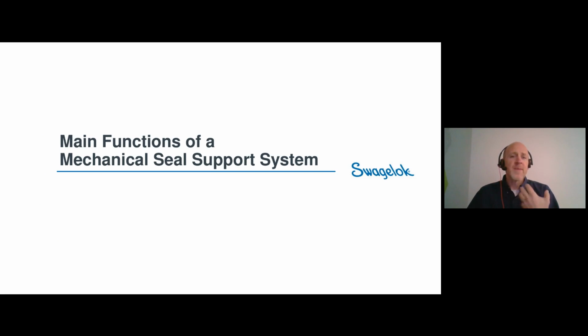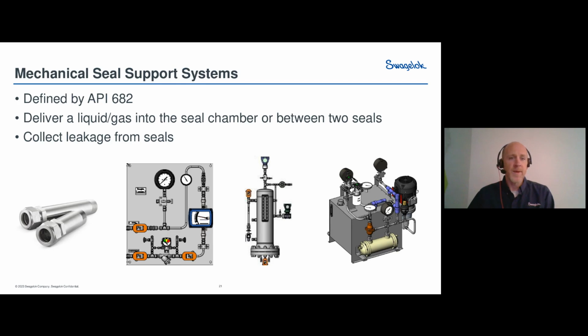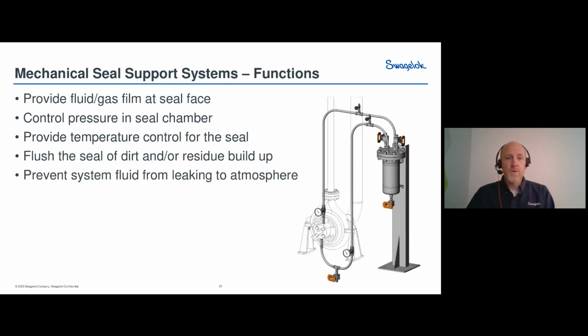So let's take a look at the mechanical seal support system. Because when we're looking at seals, the mechanical seal support system is an essential piece in order to keep that mechanical seal operating appropriately. So mechanical seal support systems are defined by API 682, much like the seals themselves. And what they're designed to do is to deliver a liquid or a gas to the seal chamber or to the space between two seals, or possibly on the outboard side of the seal in order to do a number of different functions.